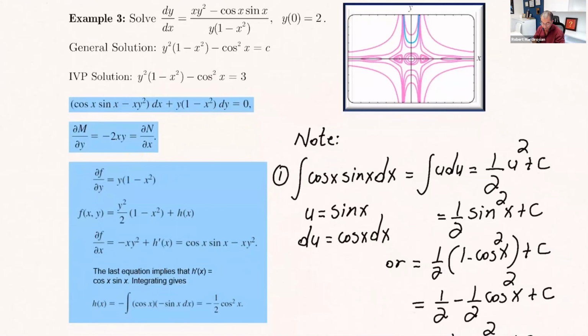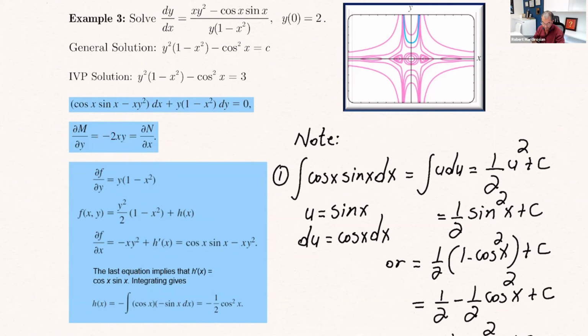So what you can do is cross multiply. If you cross multiply, then you get cosine x sine x minus x y squared times dx, and then that times that, so it's y times 1 minus x squared dy equals 0. Check for exactness. I did that fast here for you. So it is exact. Please redo that and see if you get -2xy.